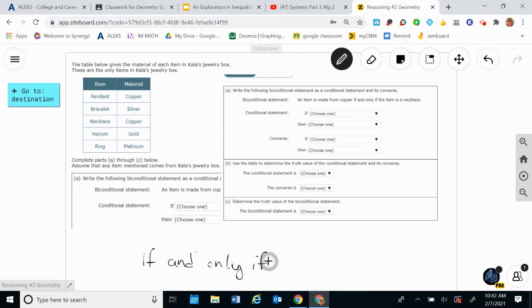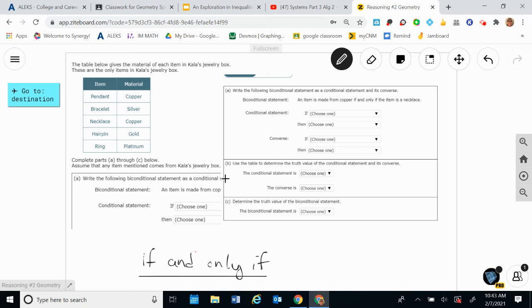And conditional is, okay, if, then. All right, so here it is. The table below gives the material of each item in Kayla's jewelry box. These are the only items in Kayla's jewelry box, so don't think there's more in there. So she's got a pendant made of copper, bracelet silver, necklace copper, hairpin out of gold, and a ring out of platinum. Okay, so it says complete the parts A through C.